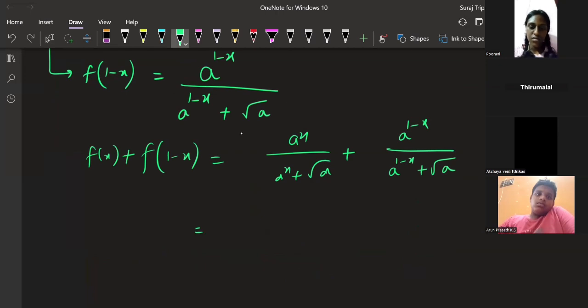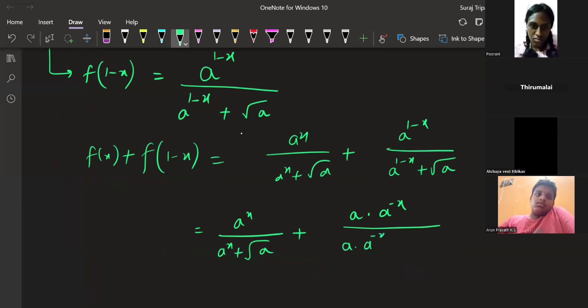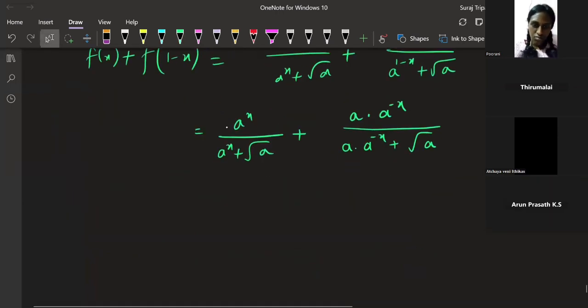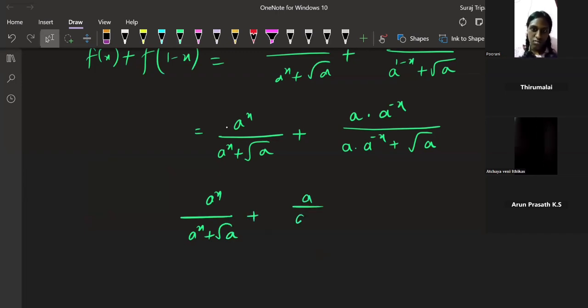Now just take some manipulations. A raised to x divided by a raised to x plus root a, plus this you can write as a into a raised to minus x divided by a into a raised to minus x plus root a, right? So here a raised to x divided by a raised to x plus root a plus, this you can write as a divided by a raised to x, divided by a upon a raised to x plus root a, right?